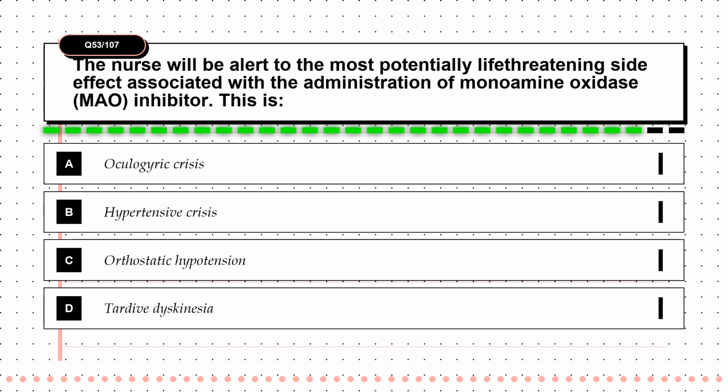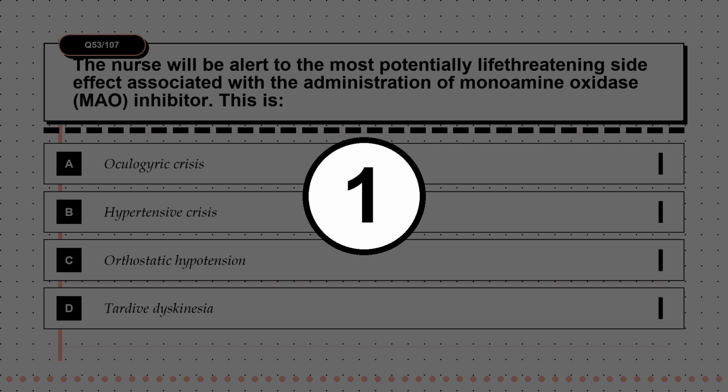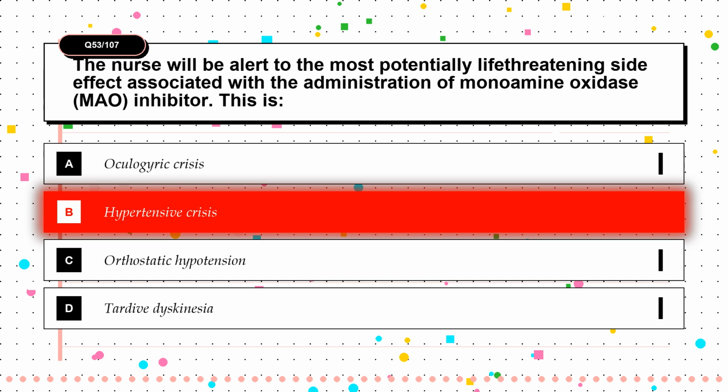Question 53. The nurse will be alert to the most potentially life-threatening side effect associated with the administration of a monoamine oxidase (MAO) inhibitor. Here are the options. Option A. Oculogyric crisis. Option B. Hypertensive crisis. Option C. Orthostatic hypotension. Option D. Tardive dyskinesia. The correct answer is option B.